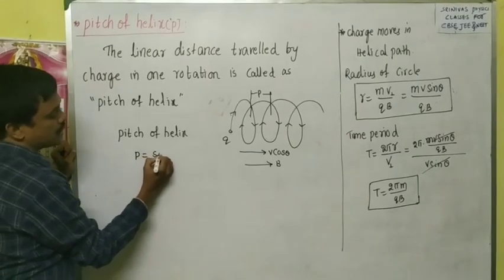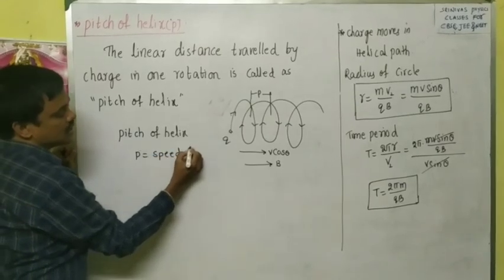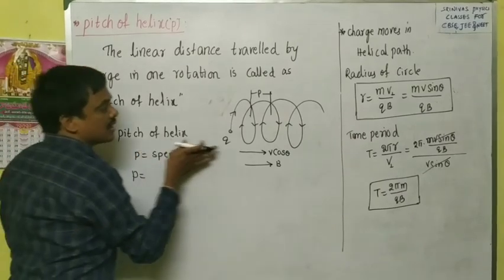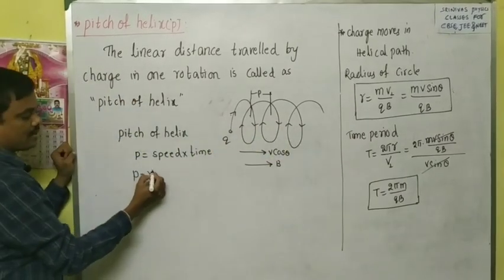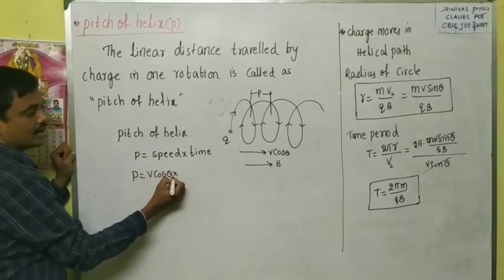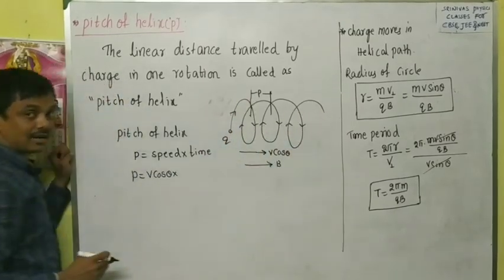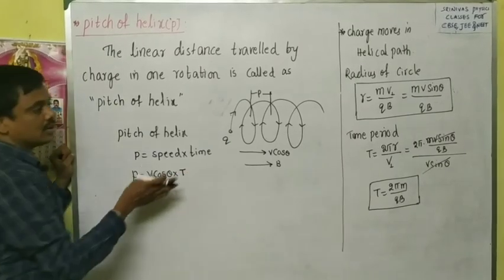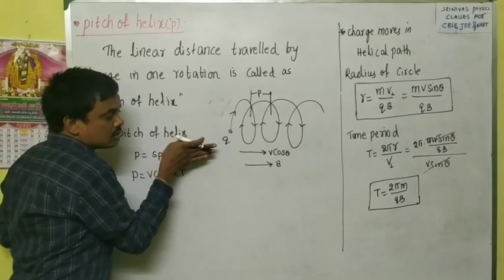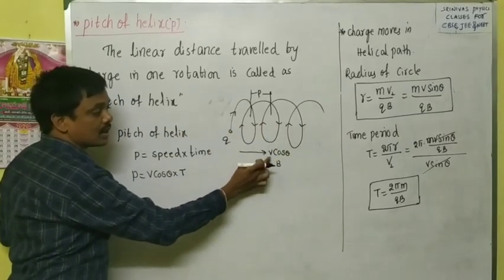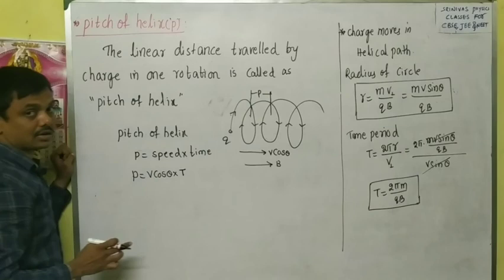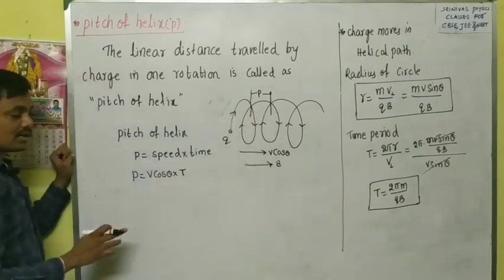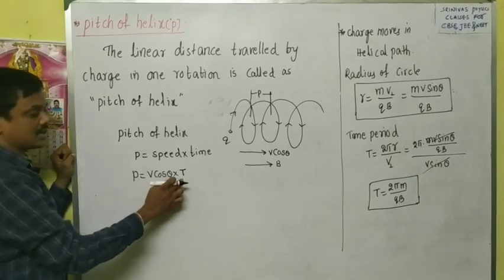This distance is equal to speed into time. What is the speed along the x-axis, along the direction of the magnetic field? That is v cos theta. And in one rotation, how much distance is travelled? In one rotation, the time we have to take is the time period T. The charge is moving along the x-axis only because of the component of velocity v cos theta. That's why the speed is only v cos theta. Since we need the distance travelled in one rotation, we take the time as the time period.